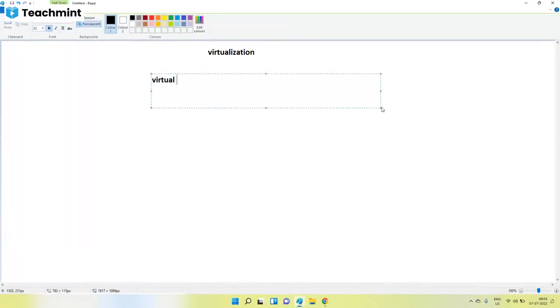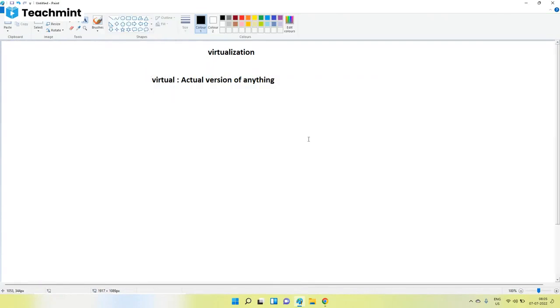Virtual means actual version of anything. There are a lot of examples right now in front of us. One very basic example I used to give is mobile companies. In older days, it was only basic phones with a keypad. If you want to make a call to your friend, you need to hard press the numbers. That dials the number and connects to your friend. You will speak to him.